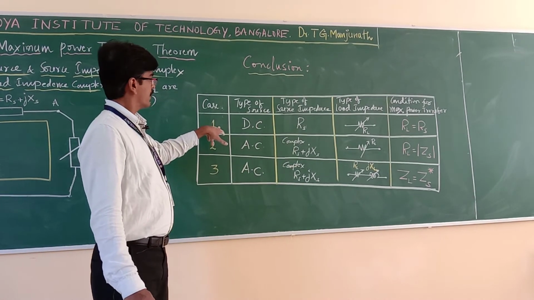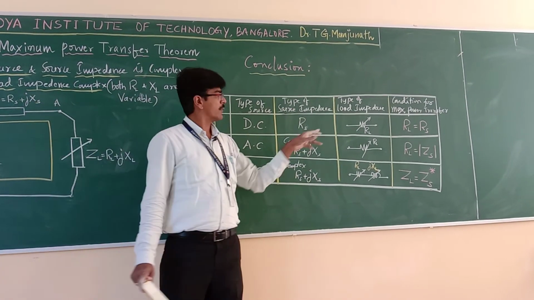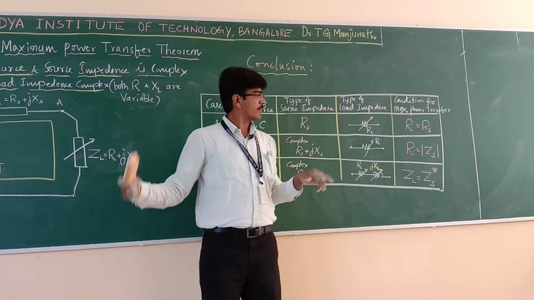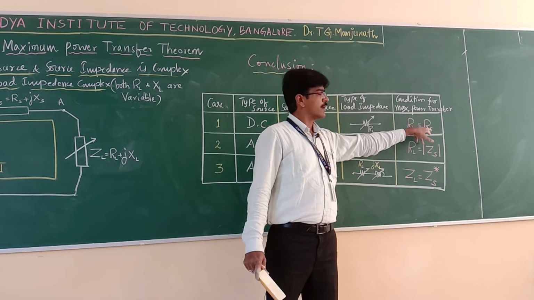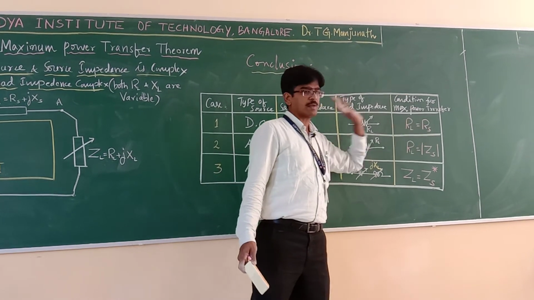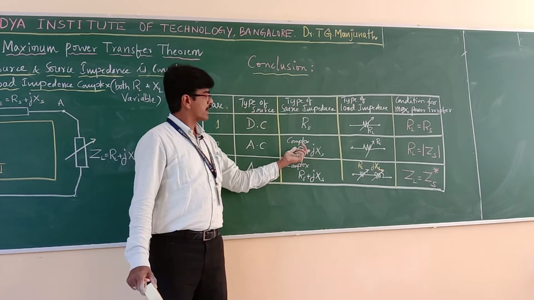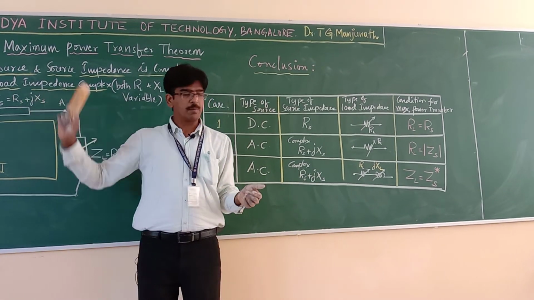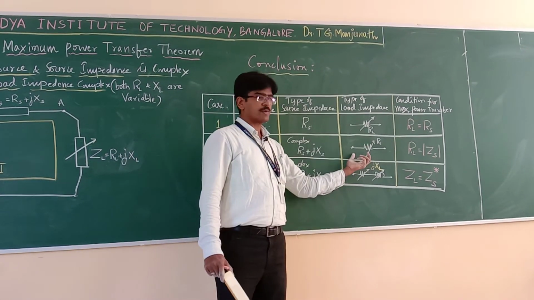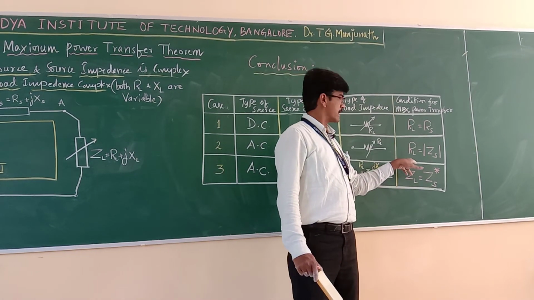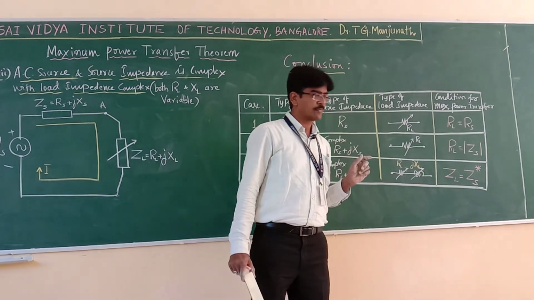First case, case 1, we have considered a DC source and the source resistance. We have taken the load as purely resistive load. Then the condition for maximum power transfer is that the load value should be equal to the source resistance value, that is RL should be equal to RS. Case 2, I have changed the source to AC, but the load is the same. That means I have changed the source to AC, keeping the load same. Then what is the condition for maximum power transfer? This value of RL should be equal to the magnitude of the source impedance, that is the second case.